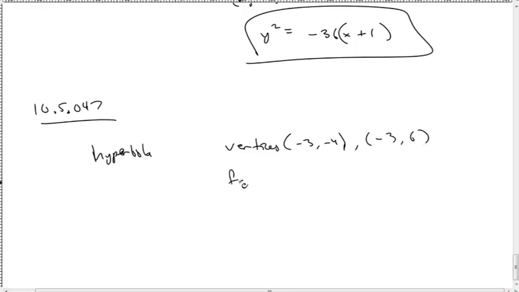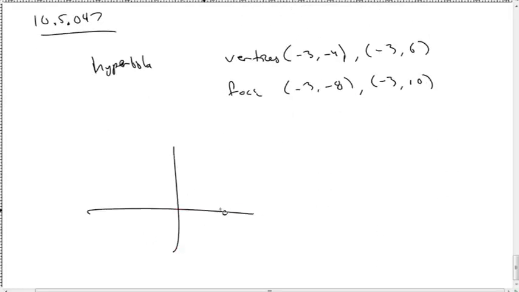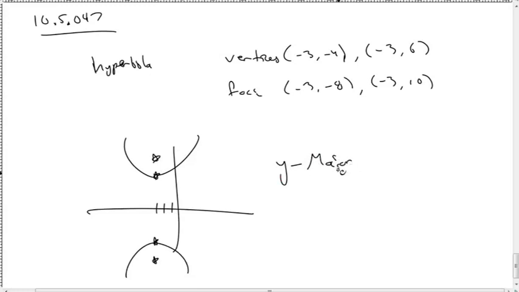You see something in common already? Watch this. So my foci are going to be negative 3, negative 8, and negative 3, comma 10. What do they all have in common? A negative 3. So my x value is constantly a negative 3. And so whatever's going on, I have some stuff like up here. I got some stuff right there. We got some hyperbola stuff. There's your foci. Regardless, it looks like this, and so this is a y major.